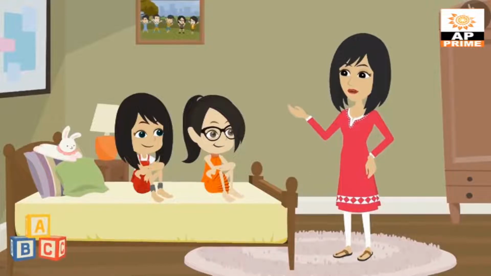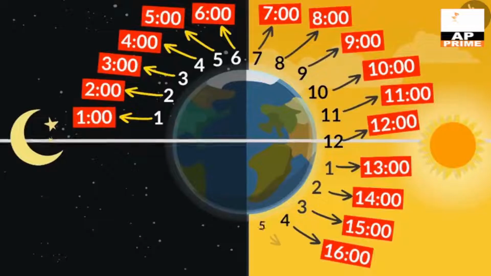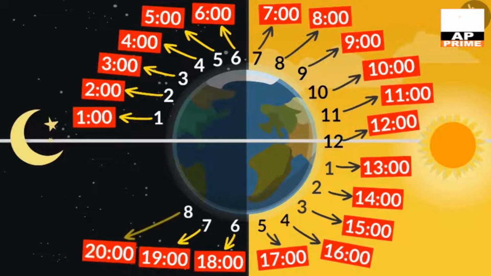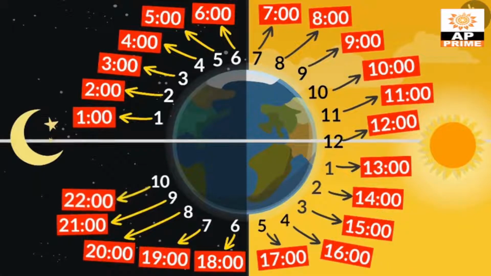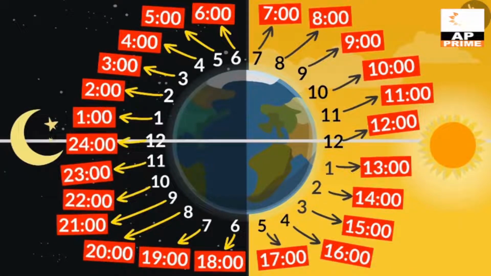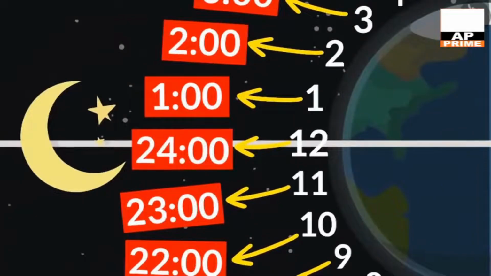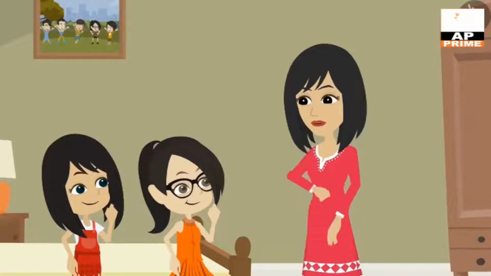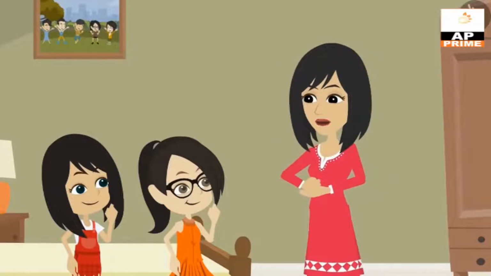Why don't you try it yourself? Okay, if 5 o'clock in the evening is 17, 6 will be 18, 7 will be 19, 20, 21, 22, 23, 24. That is, 12 o'clock at night will be written as 24:00. You found it correctly, Neha.